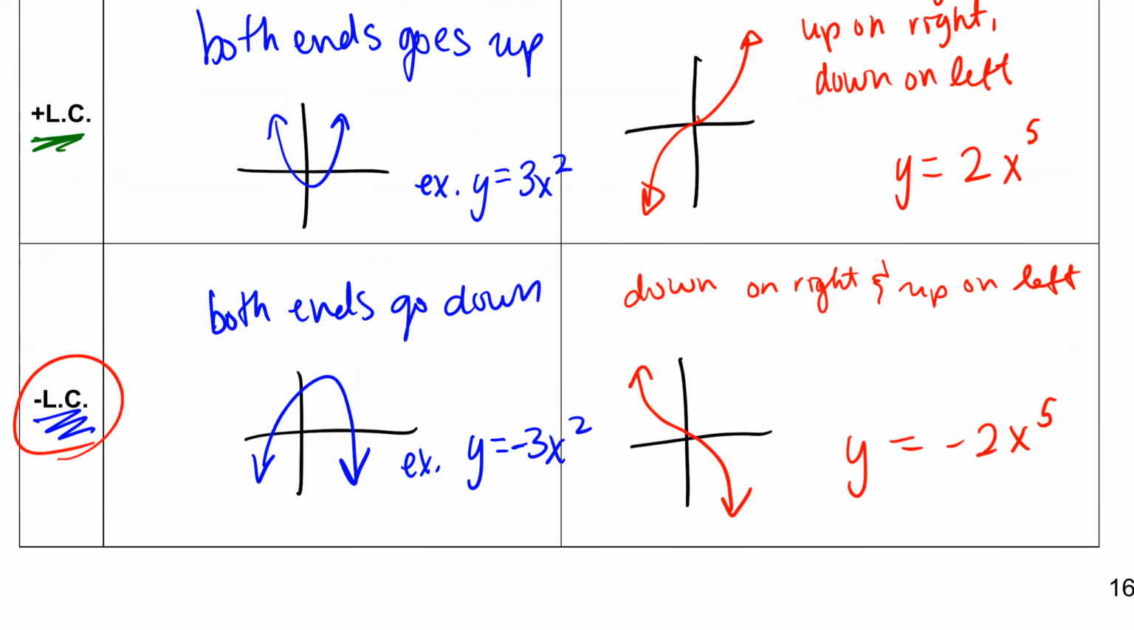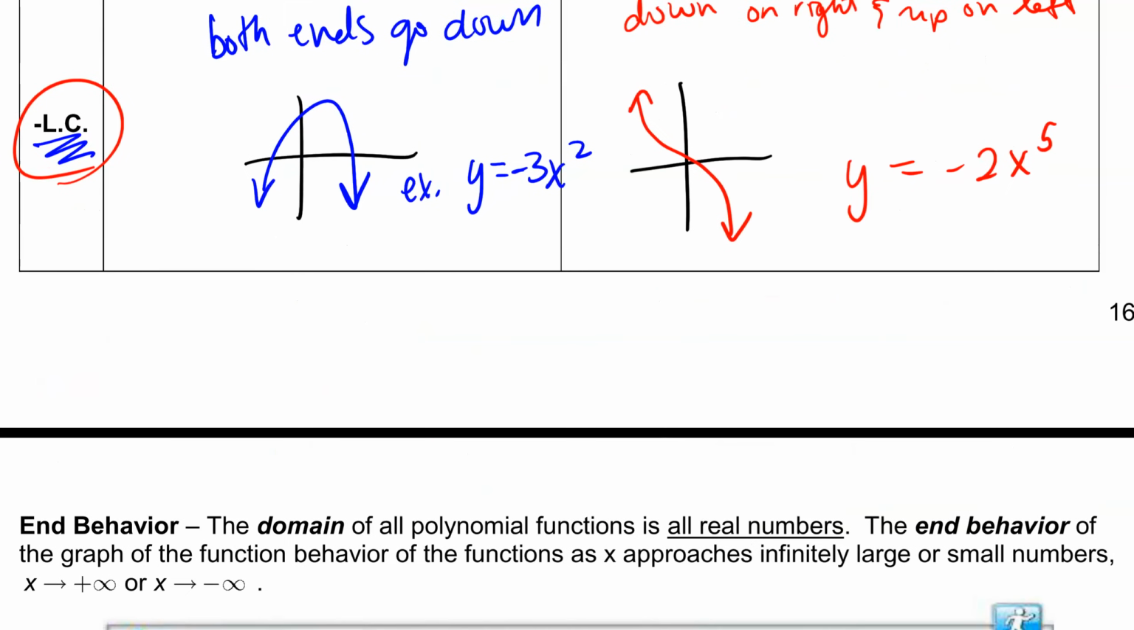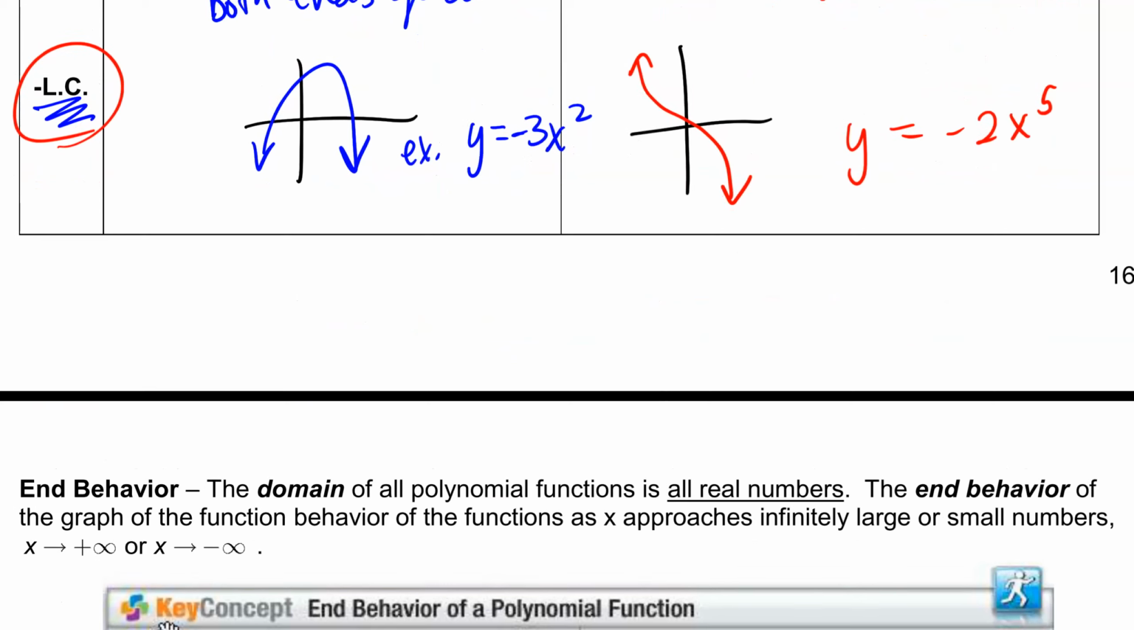Do we need more time to write this? Okay, so I'll maybe leave it like that. All right, so end behavior. Have you guys heard of infinity before?